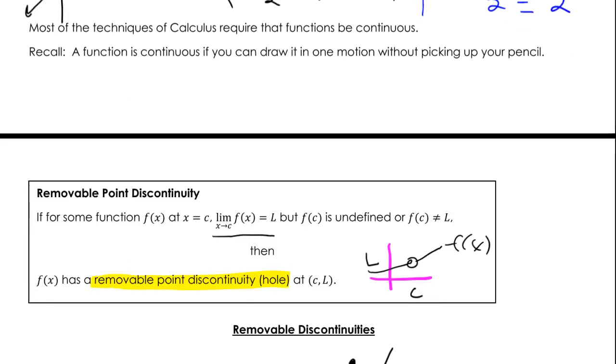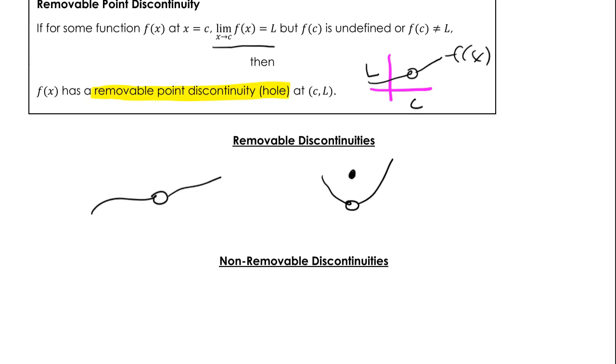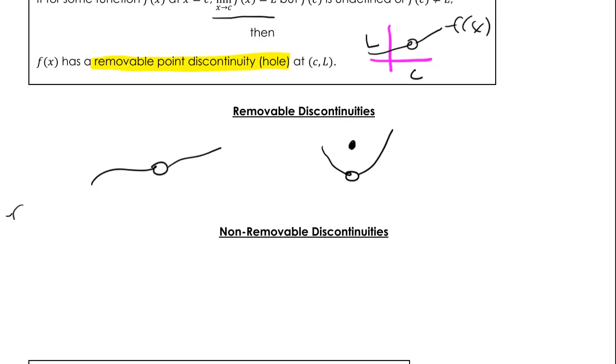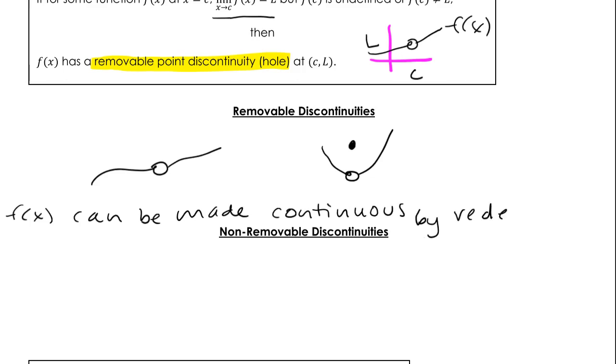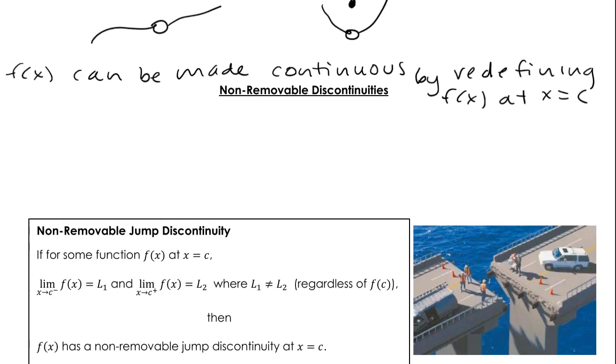So what did we do? Didn't we fill the hole in to make it continuous? Okay, so a key thing for a removable discontinuity is f of x can be made continuous by redefining f of x at x equals c. So all this is saying is, hey, if you fill this in, now we're good to go. We have continuity. Non-removable discontinuities means that you cannot make the function continuous by redefining at x equals c.